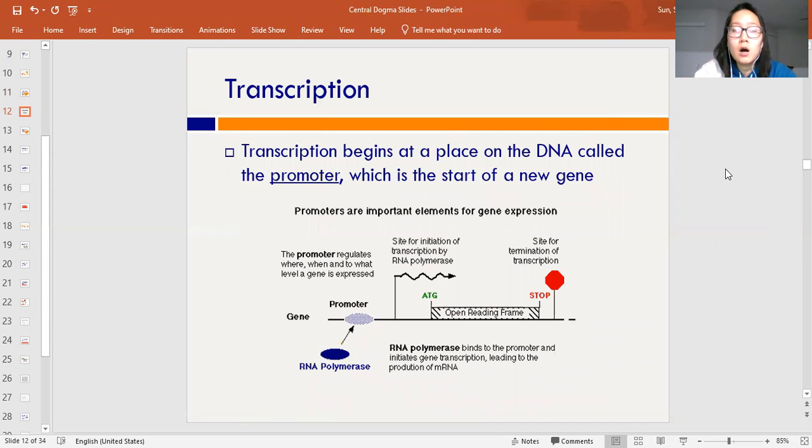So the promoter on the DNA catches the attention of the reader molecule, which is called RNA polymerase, and it's going to start reading after it accesses from the promoter point, right? It gets interested from the promoter, and then it reads from there on.